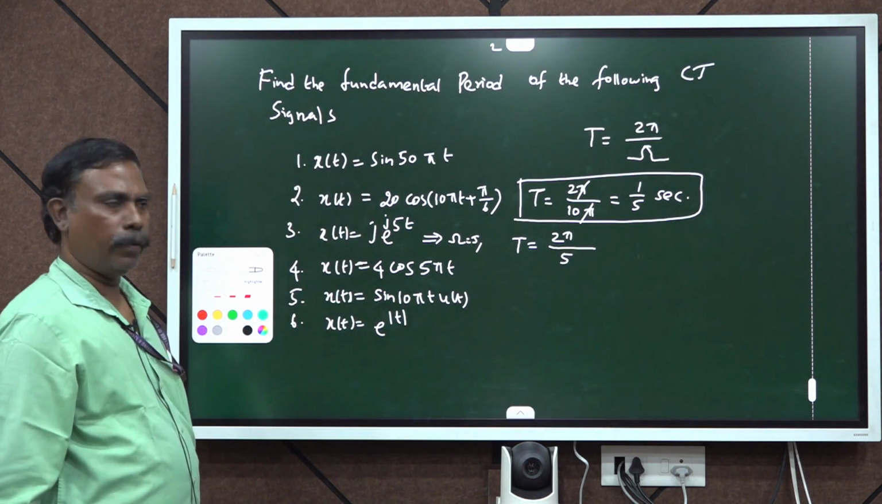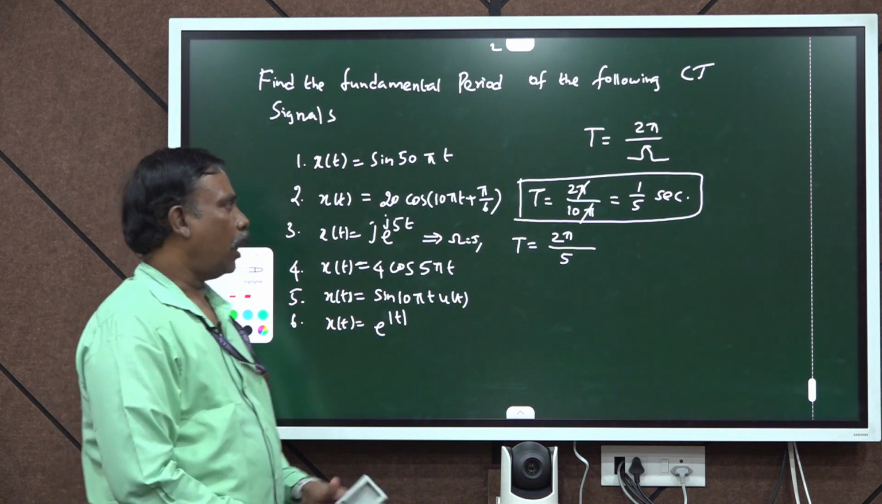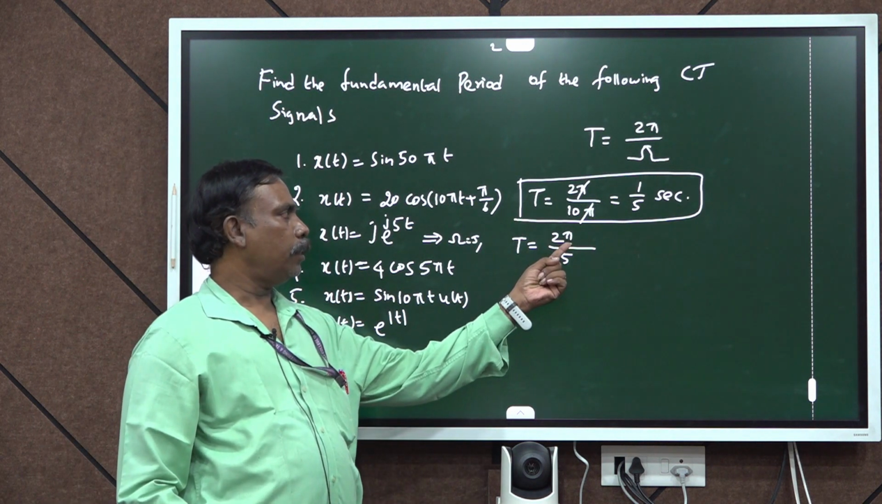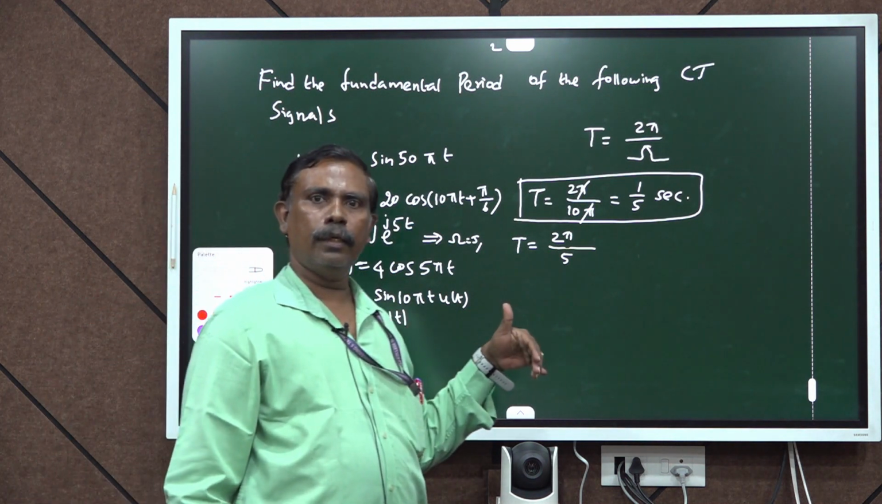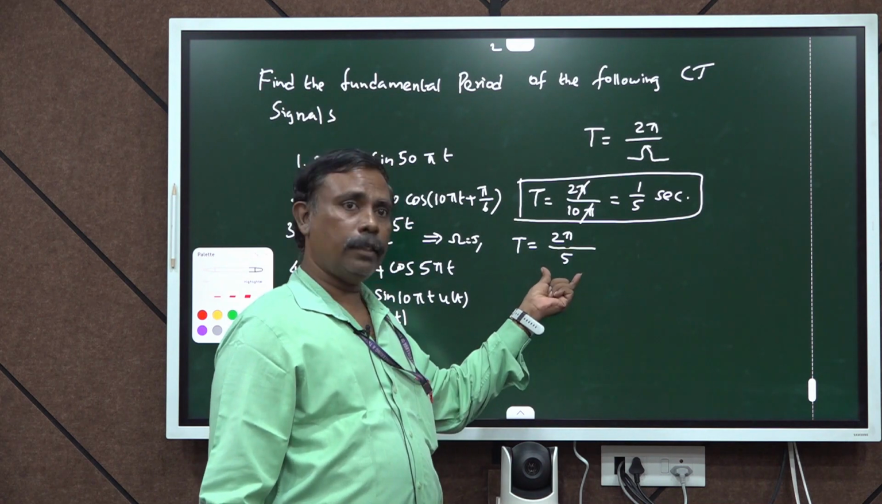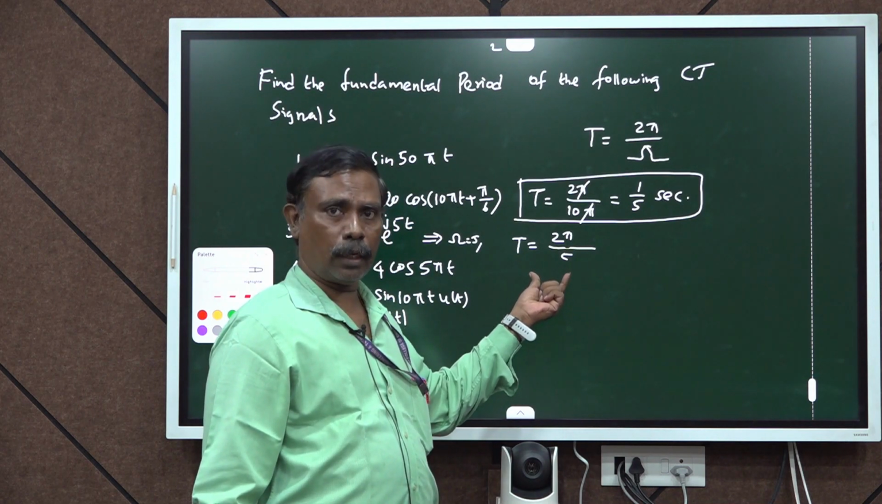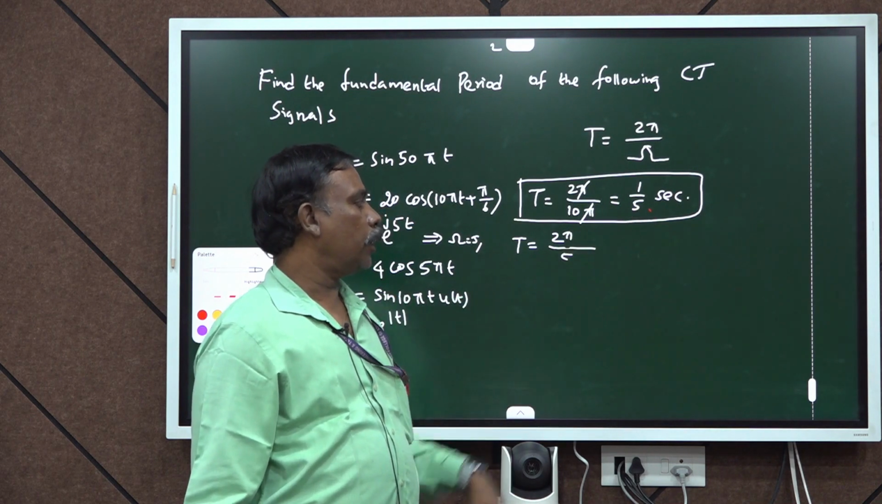2 pi divided by 5. This is the fundamental period, but here you see that the answer has a fractional part, pi. So pi is the fraction, so it is an aperiodic signal. Students, you must be careful that the answer should be a rational number only. Here 1 by 5 seconds, a rational number, should be there.